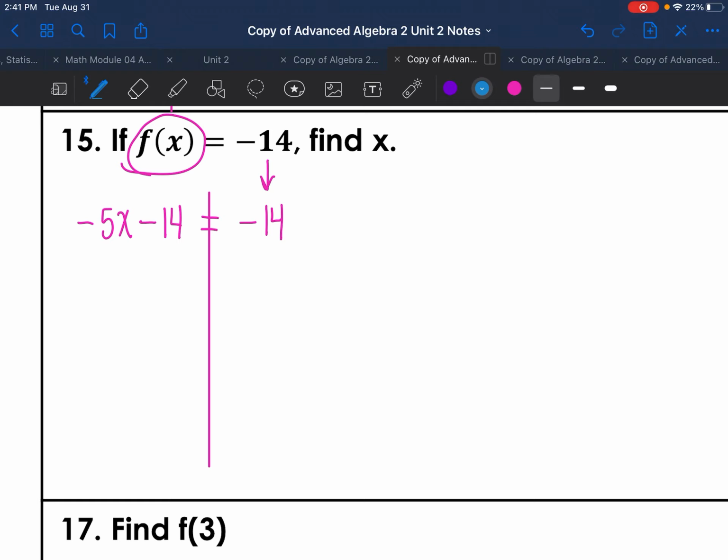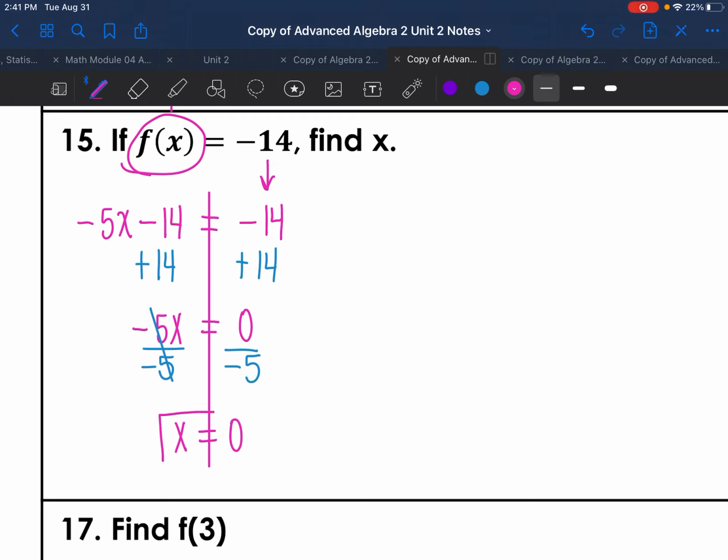Our first step is to add 14 to both sides. So negative 5x equals 0. Negative 14 plus 14 is 0. And then I do the same thing. Divide by negative 5. And we get x equals 0.